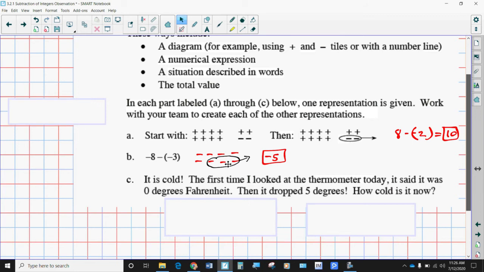That's not too much trouble. So we started with 8 negatives, took away 3 of them, and you're left with 1, 2, 3, 4, 5 negatives. So your answer to this problem is -5.